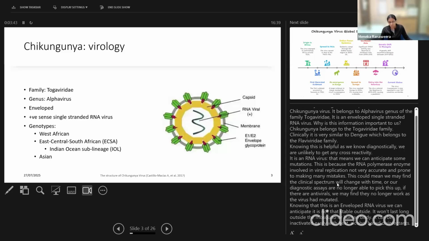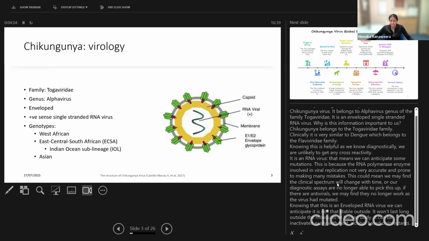And knowing that this is an enveloped RNA virus, we can anticipate that it is not quite stable and is able to live outside of humans or mosquitoes. And it also means that we can anticipate that we can inactivate it easily with heat and alcohol-based disinfectants.